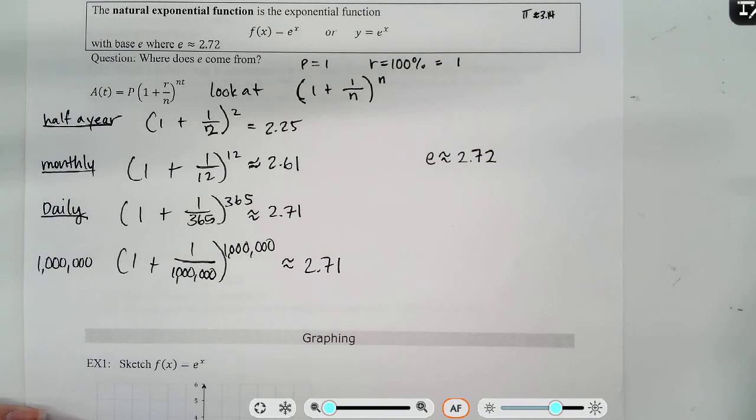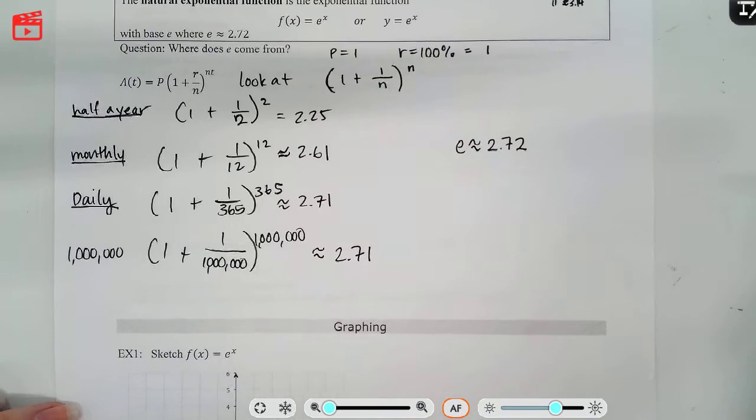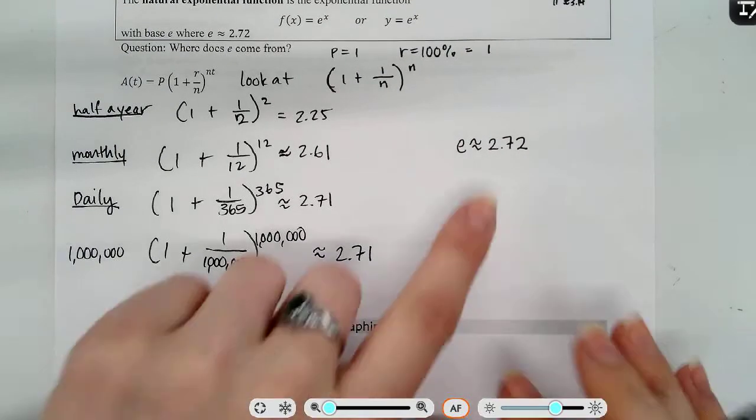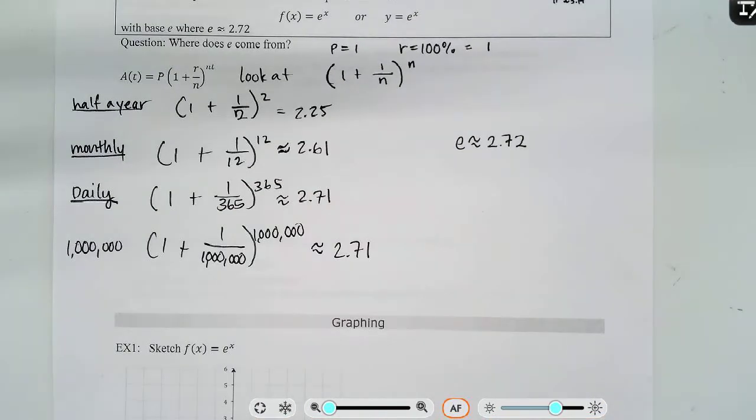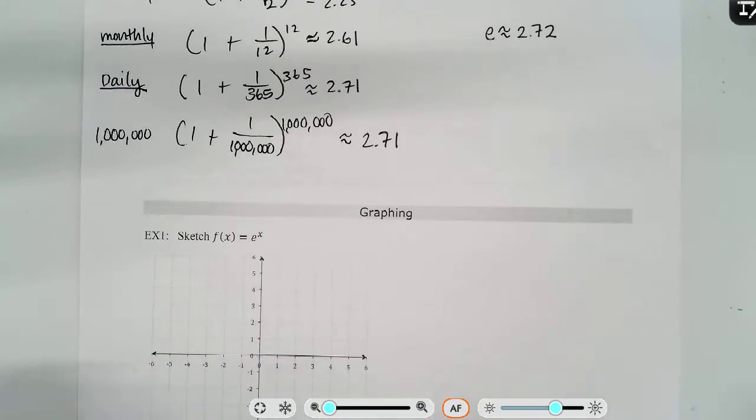He was a very brilliant mathematician. You should read about him sometime. A very interesting person. He decided to coin it as e. I believe he was the person who chose that. So e is approximately the number 2.72, and it comes from this concept.